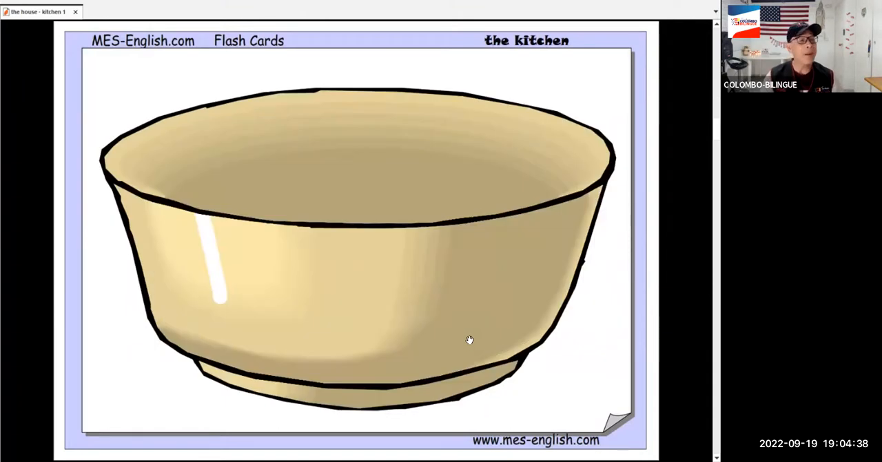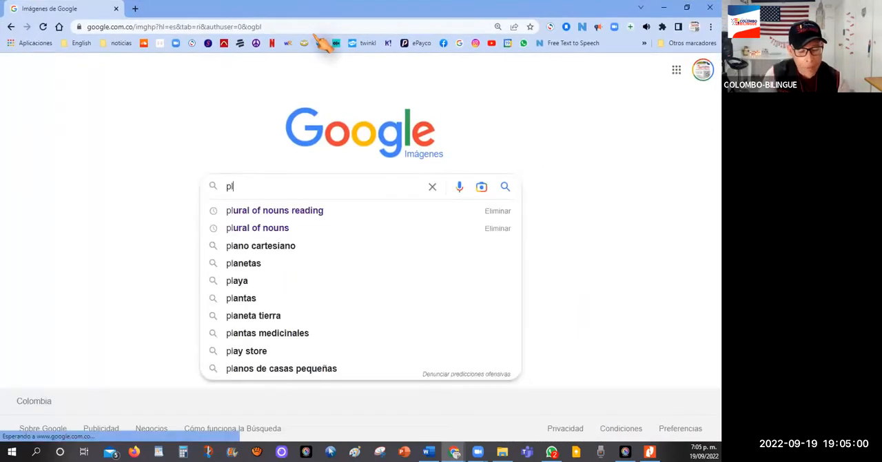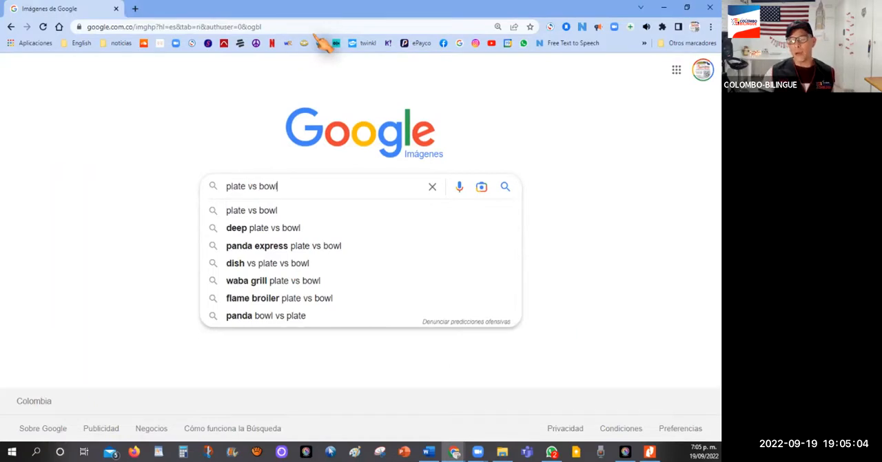All right, next one. And I would like to be very careful with this because I don't know, guys, why people sometimes get confused. I'm going to show you now an image. And I think with this it is going to be very evident what the difference actually is. Okay, so teacher Alirio is going to write down plate versus bowl. All right, so what is the difference?